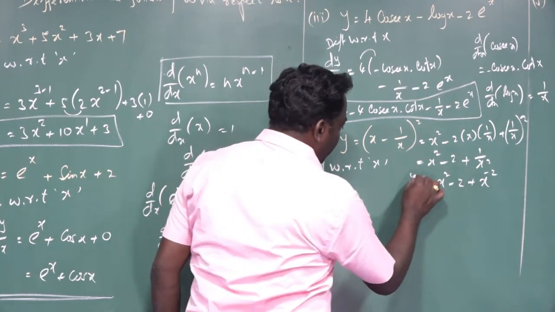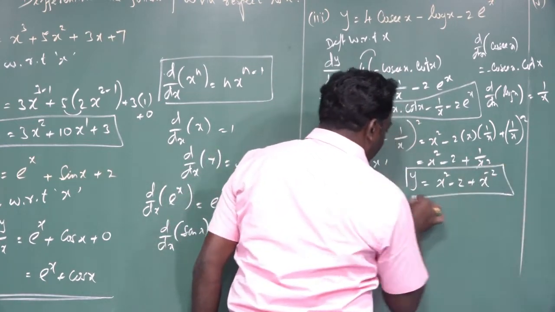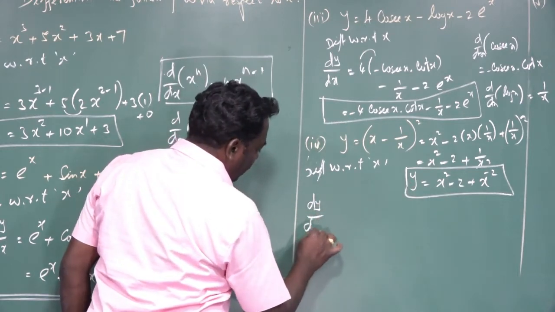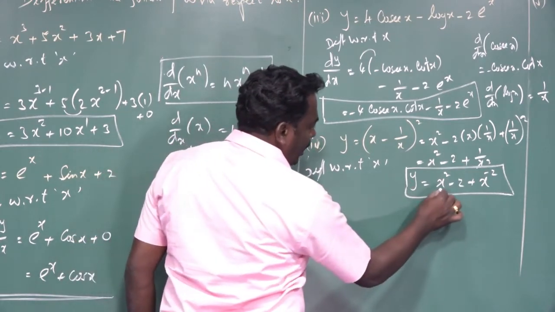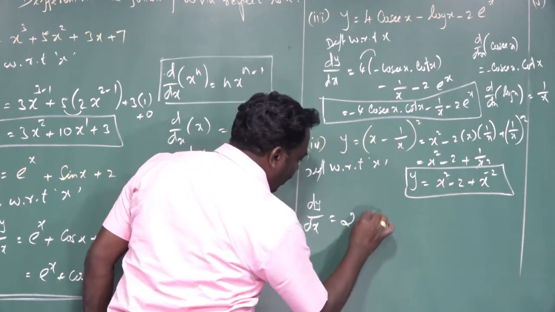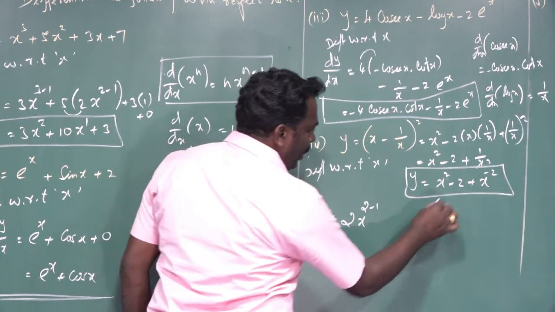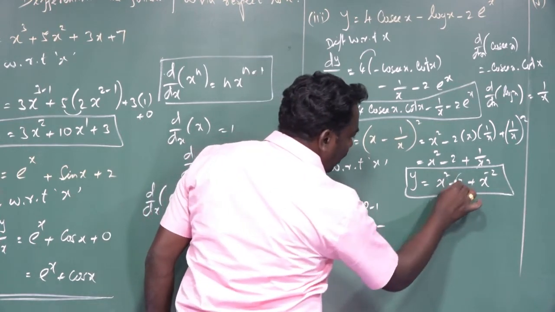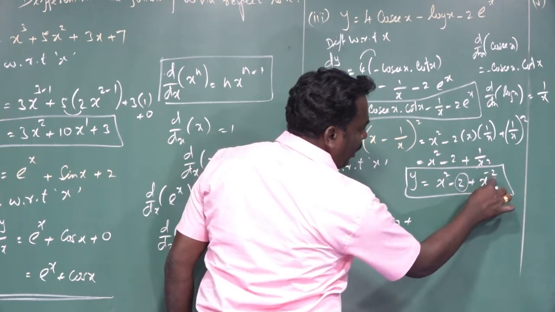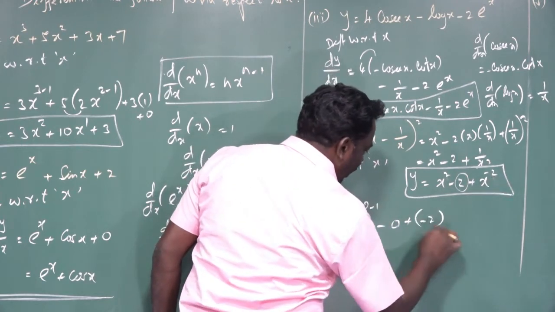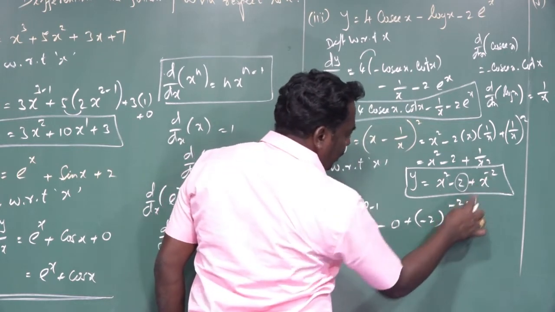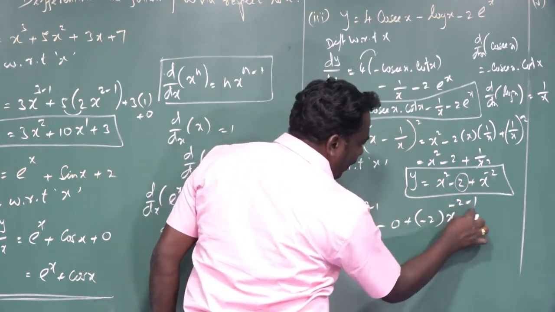Now using this y, we have to apply the differentiation. Therefore dy by dx is equal to the x power n formula, therefore n equal to 2 into x power 2 minus 1, and minus the constant term 2 becomes 0, then plus the x power n formula, n equal to minus 2 into x power minus 2 minus 1. x power n is equal to n into x power n minus 1.